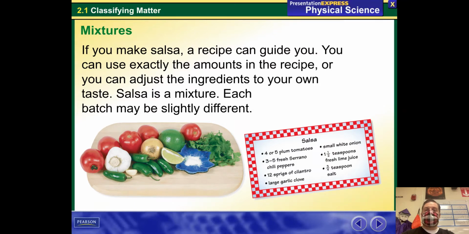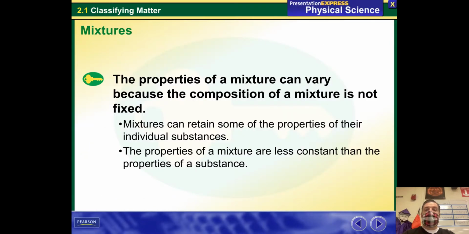Well, if you make a salsa, a recipe can guide you. You can use exactly the same amounts in the recipe, or you can adjust the ingredients to your taste. Salsa is a mixture. Each batch is slightly different. So the properties of a mixture can vary because the composition of the mixture is not fixed. You want to add a little more salt to your salsa mix, you can. If you want to put a little extra peppers because you like things a little spicy, you can.